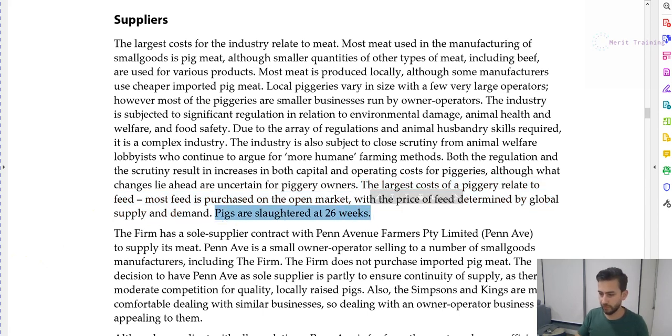Pigs are slaughtered at 26 weeks. This could be in relation to trading stock, where the trading stock is the pigs, right? That's your inventory. And if it takes 26 weeks to get that pig ready, it's basically going to comment on how long it takes for that inventory to get to market.